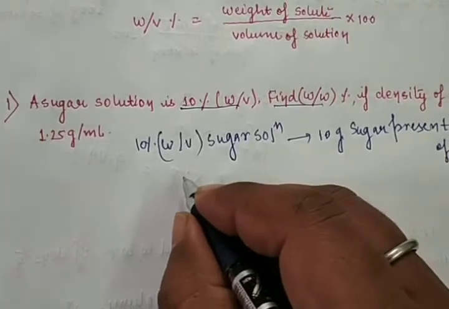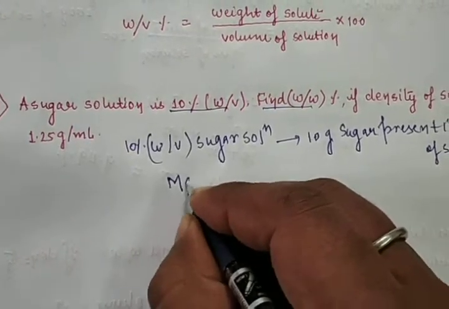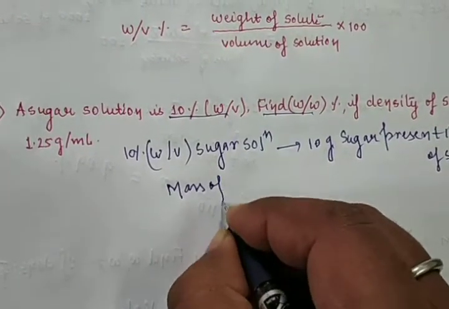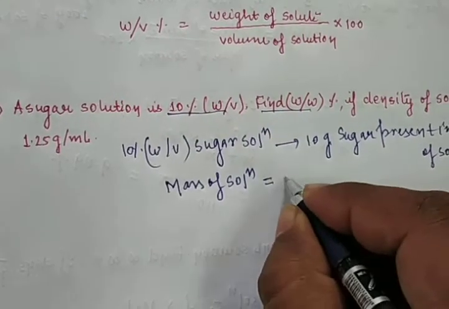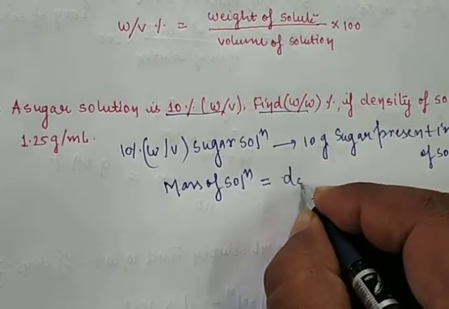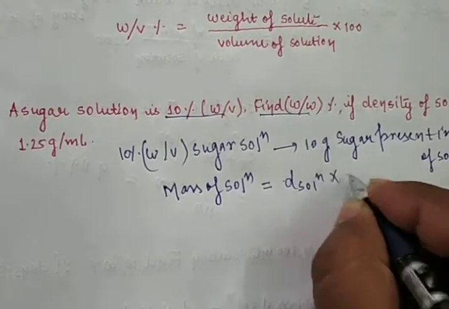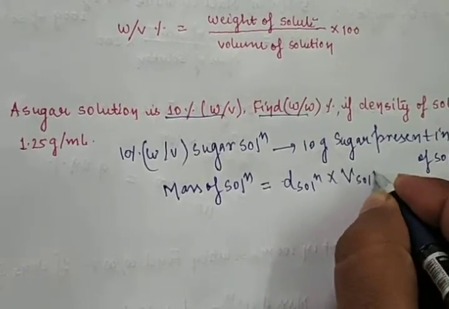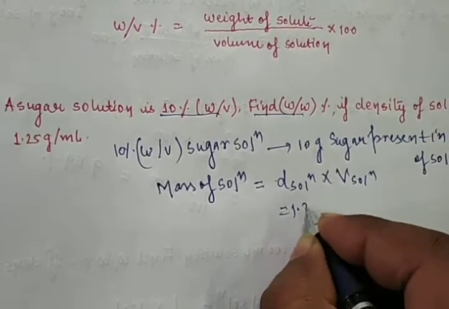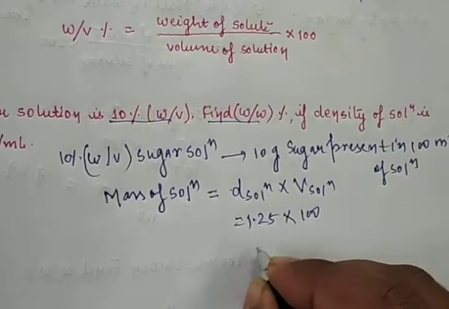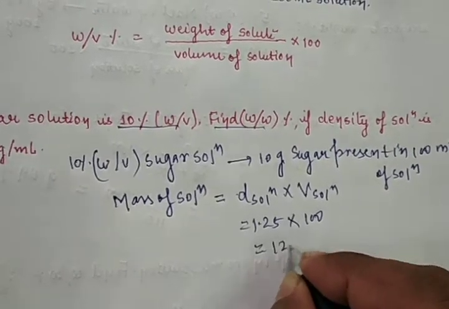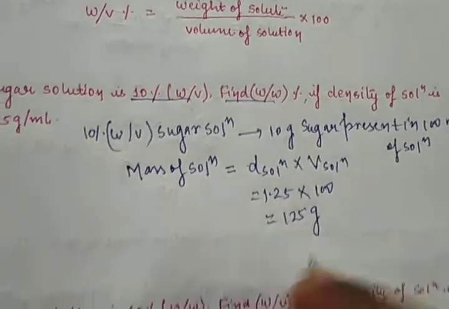So now first you write down mass of solution, because you find W by W. So it means density of solution into volume of solution. So density is given 1.25 and volume of solution is 100. It means 125 gram is given.